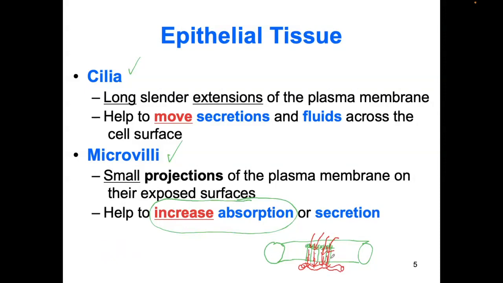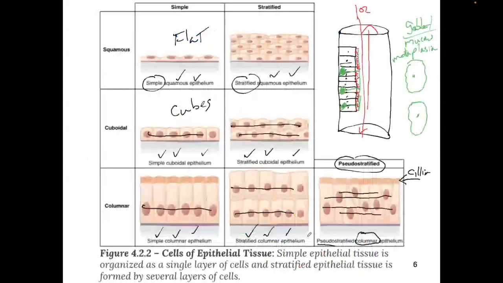That's why when people have, let's say, celiac disease, or they have issues with gluten, these microvilli break down, and there's a lot of malabsorption diseases because these people can't absorb nutrients very well.